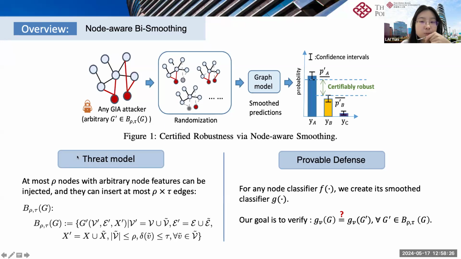First of all, let's formally define the GIA perturbation set as B rho tau G. Let rho denote the maximum number of nodes that can be injected by the attacker, and tau is the number of edges inserted by each injected node. The method of our provable defense is that for any node classifier F, we create a smooth classifier G. Our goal is then to verify whether the prediction of a given node V is consistent for all graphs in the perturbation set.